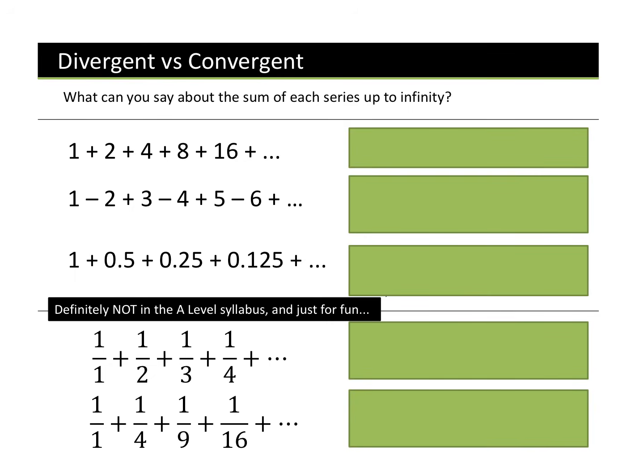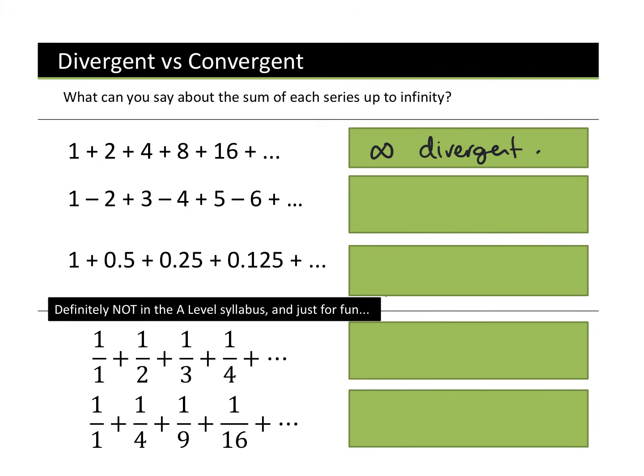So divergent versus convergent, okay? Divergent is a series which, for example, this one, if I kept adding these, what's going to happen? It's just going to go up to infinity. So this is divergent.